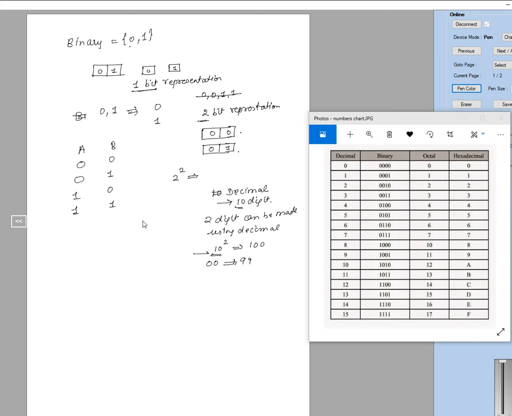So why did this 10 come here? Because it was the decimal number system, and the base of the decimal number system is 10. Now the base of the binary number system is 2, and when you are given a 2-bit box, the total number of combinations will be 2 raised to 2. And that is 0 0, 0 1, 1 0, and 1 1, right? So these are 4 combinations.